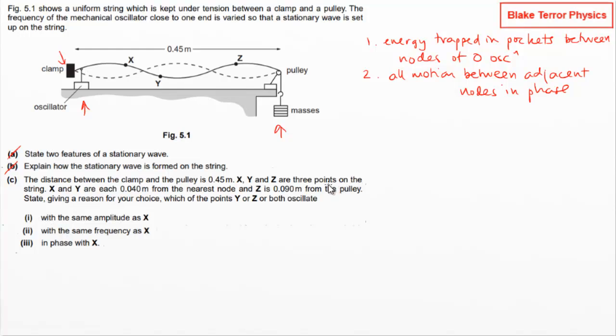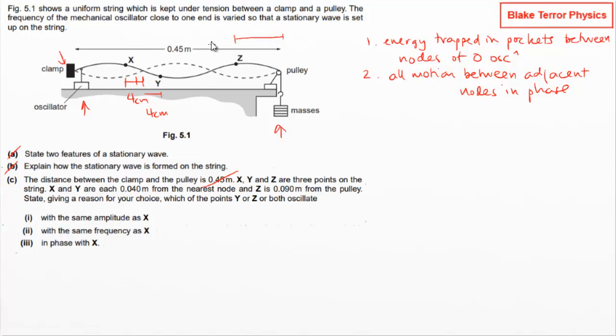The distance between the clamp and the pulley is 0.45 meters. That's on the picture. X, Y, and Z are 3 points on the string. X and Y are each 4 centimeters from the nearest node. Okay, so that is 4 centimeters, as is that 4 centimeters. Z is 9 centimeters from the pulley.